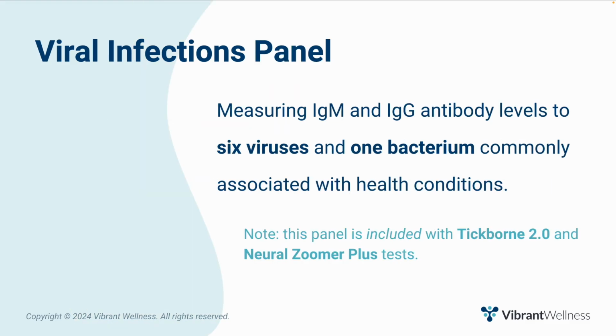Vibrant's Viral Infections Panel is a blood test that detects IgG and IgM antibodies to 6 viruses and 1 bacterium that are commonly associated with numerous health conditions. The Viral Infections Panel is a standalone test for infections. However, this panel is included with the Tick-Borne 2.0 and the NeuroZoomer Plus tests.